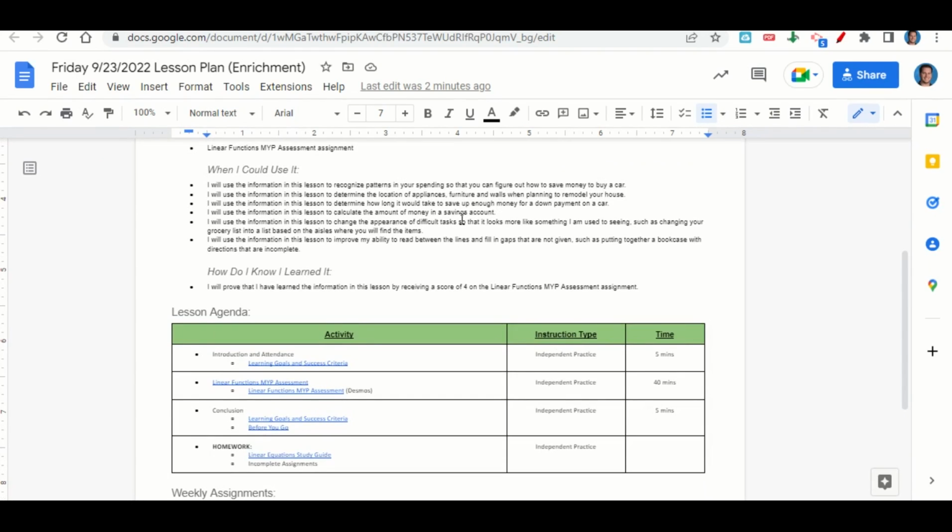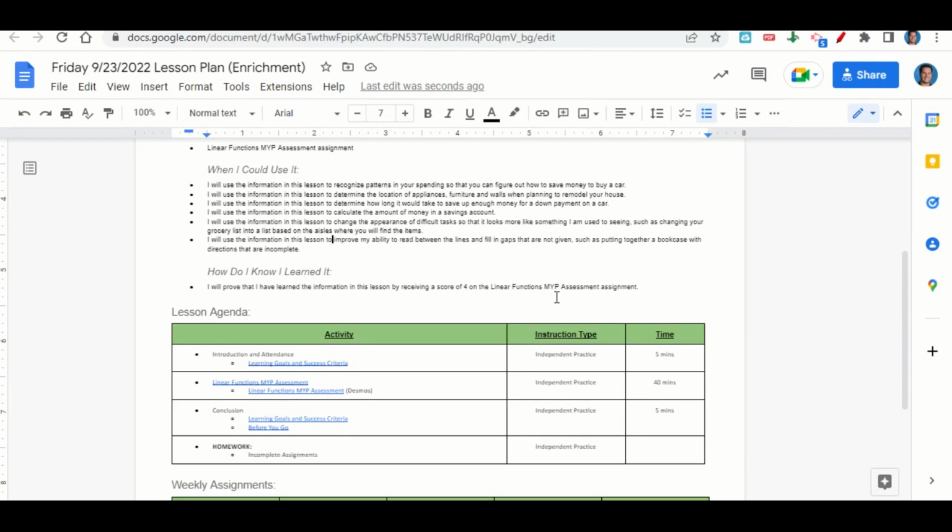We will begin by going over the learning goals and success criteria. After that, I'll give you time to complete the linear functions MYP assessment on Desmos. At the end of class, we'll go back over our learning goals and success criteria while you fill out your exit ticket before you go. Your only homework for tonight is to complete any incomplete assignments that you may have.